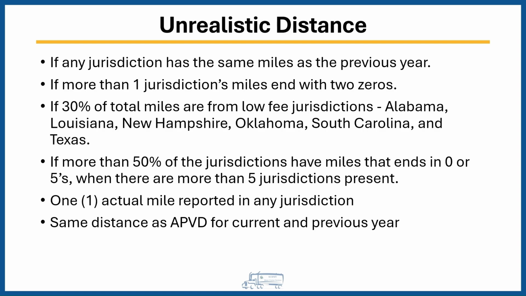If over 30% of the total miles reported are from low-fee jurisdictions, which include Alabama, Louisiana, New Hampshire, Oklahoma, South Carolina, and Texas. If more than half of the jurisdictions traveled to have mile figures that end in zeros or fives, when there are more than 5 jurisdictions present. If one single actual mile is reported in any jurisdiction, or if the same distance as average per vehicle distance is reported for the current and the previous year.